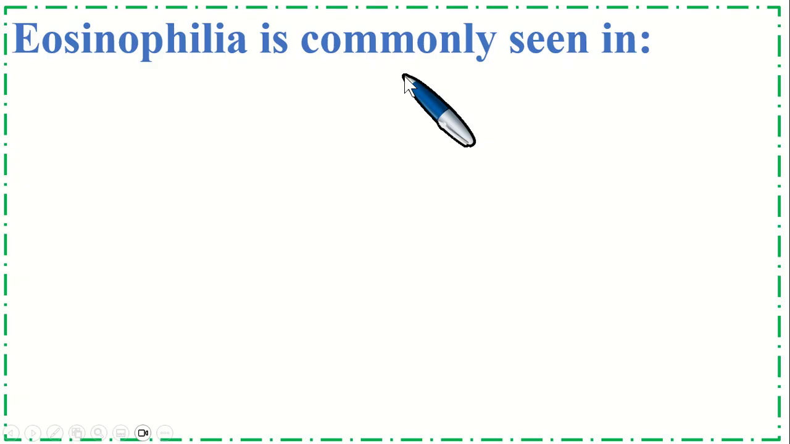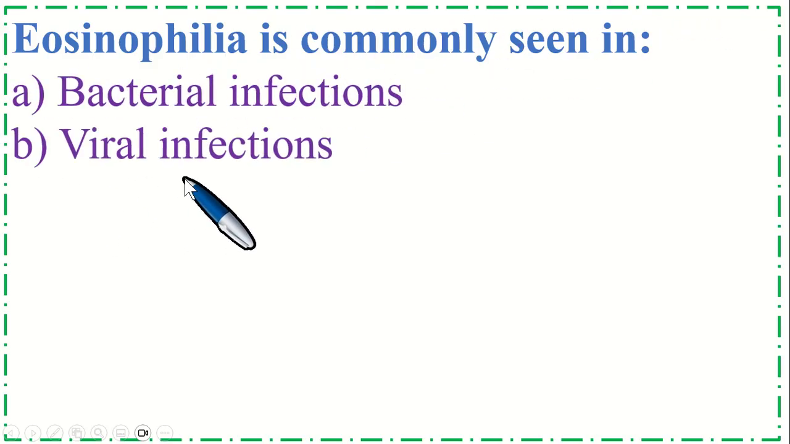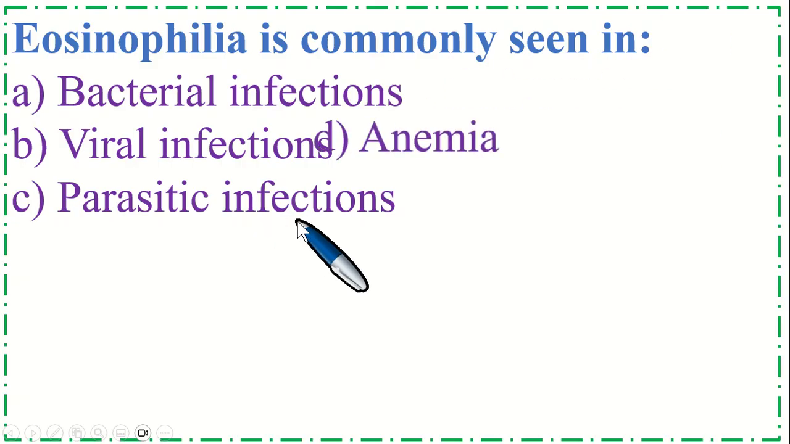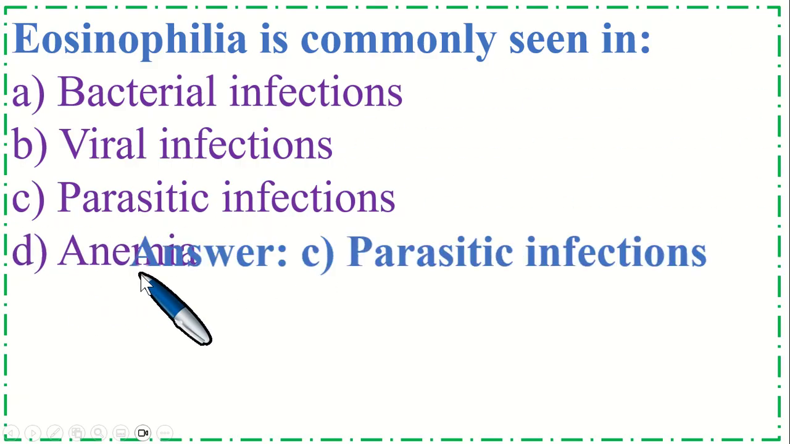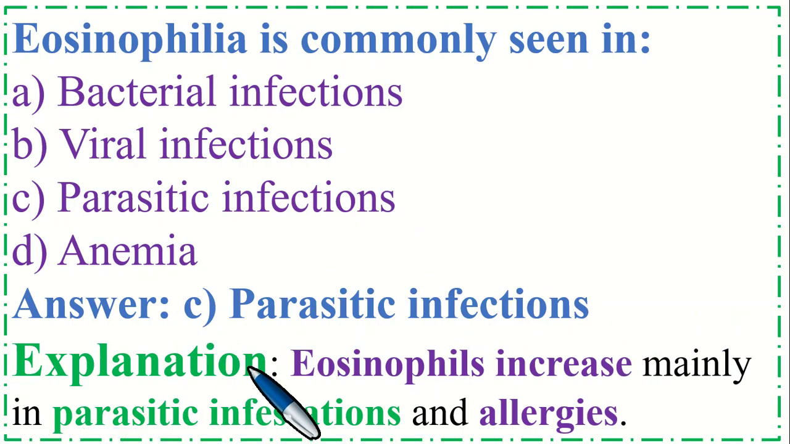Eosinophilia is most commonly seen in option A bacterial infection, B viral infection, C parasitic infection, and option D anemia. So the correct option is C parasitic infection. Eosinophils increase mainly in parasitic infections and allergies.